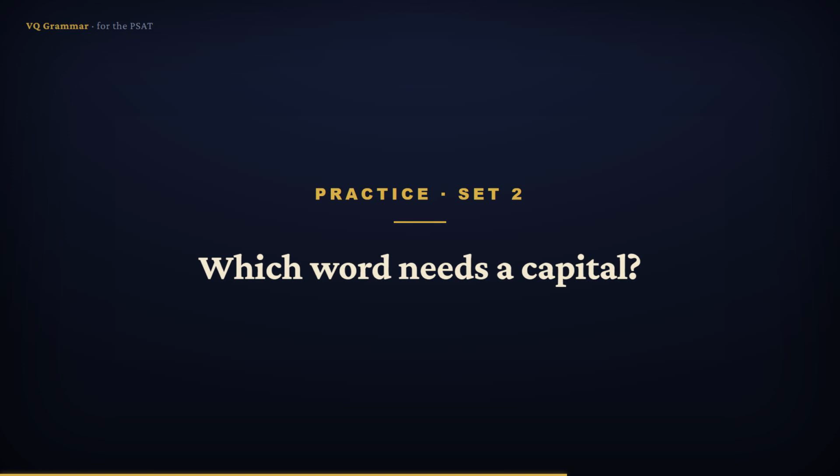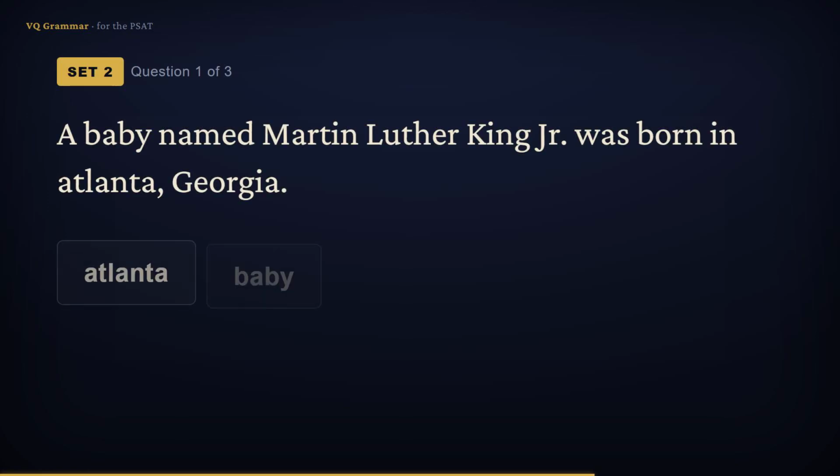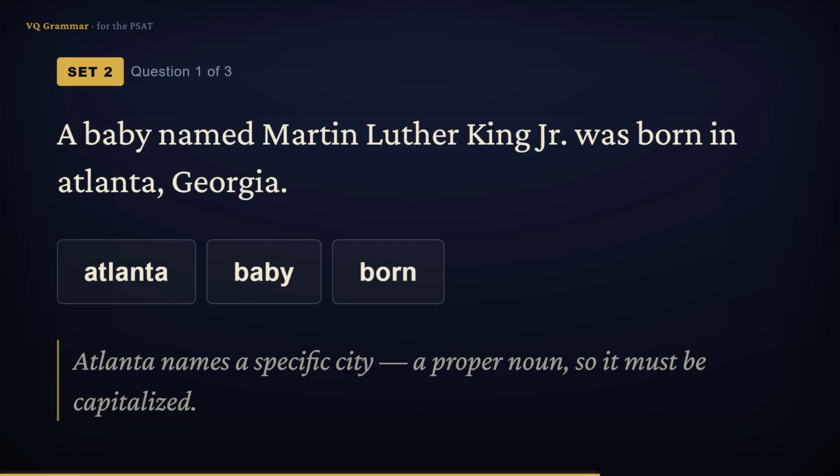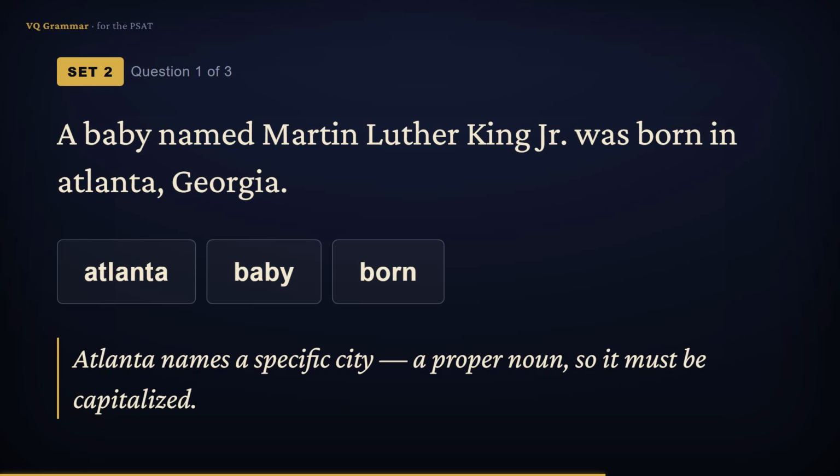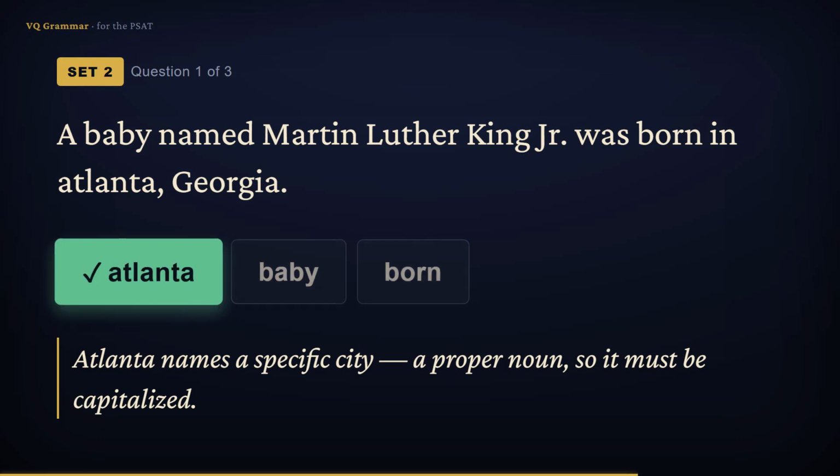Now find the proper noun that was left lowercase. Each sentence has one word that names a particular one and should start with a capital letter. Pause and try each one. A baby named Martin Luther King Jr. was born in atlanta, Georgia. Look for the word that names a particular one but starts small. Baby and born are common words, but Atlanta names one specific city, so it's a proper noun and needs a capital. So the answer is Atlanta.